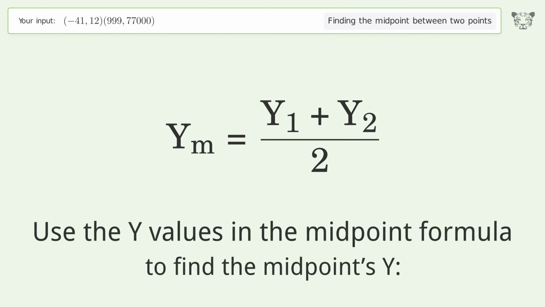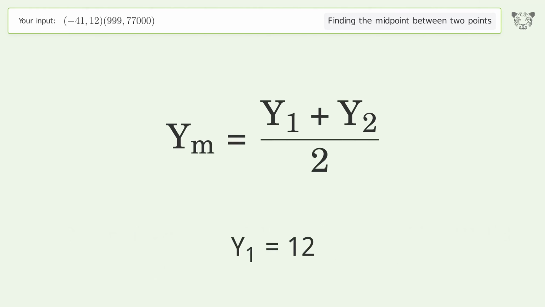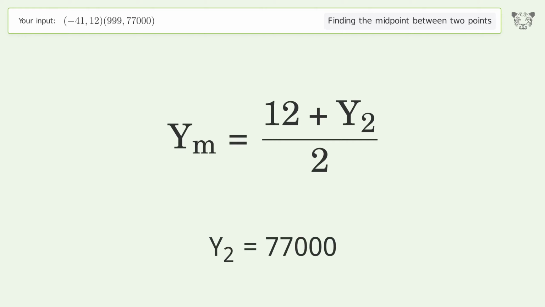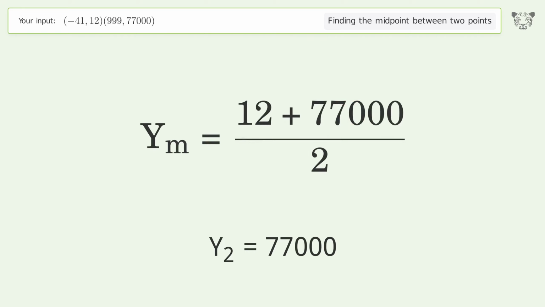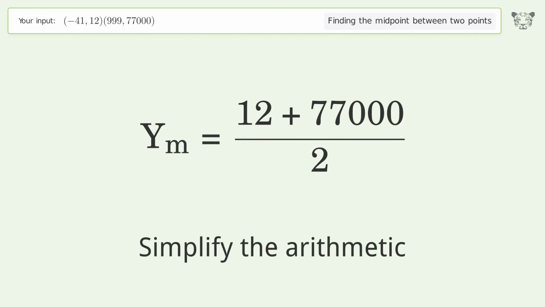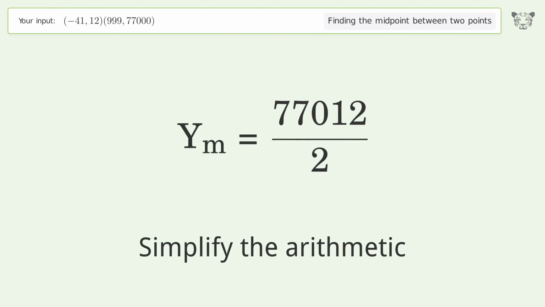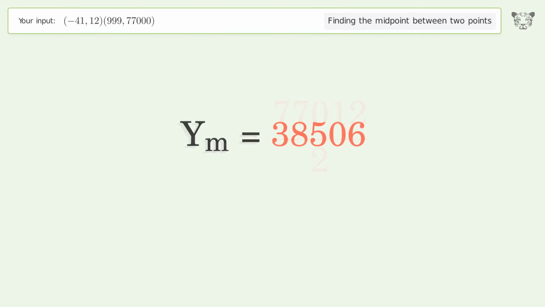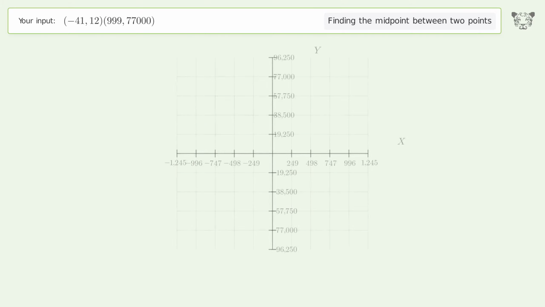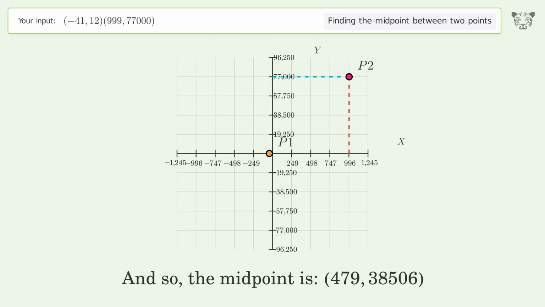Use the y values in the midpoint formula to find the midpoint's y. y1 equals 12. y2 equals 77000. Simplify the arithmetic. And so, the midpoint is 479,38506.